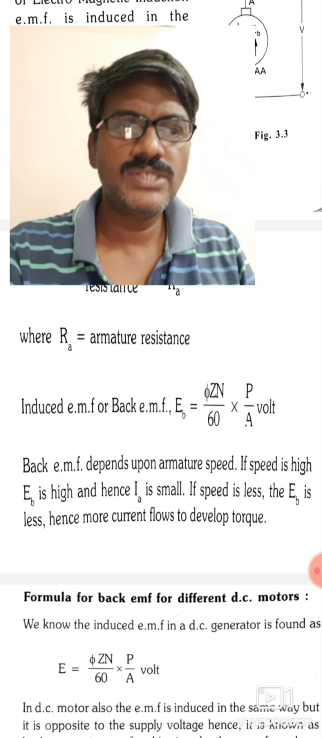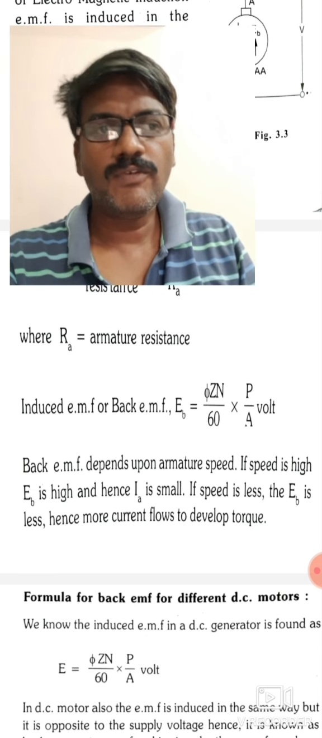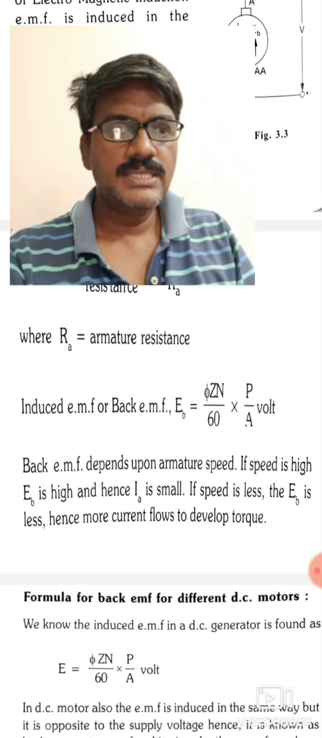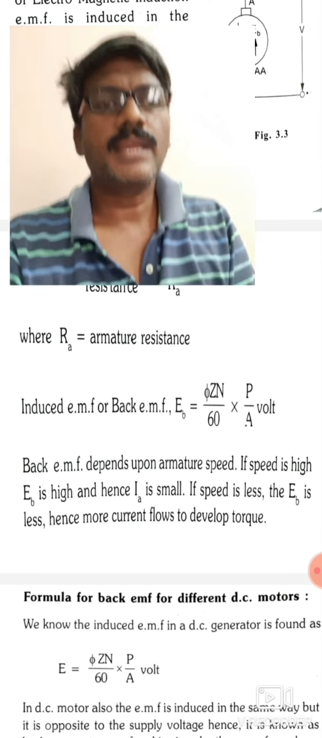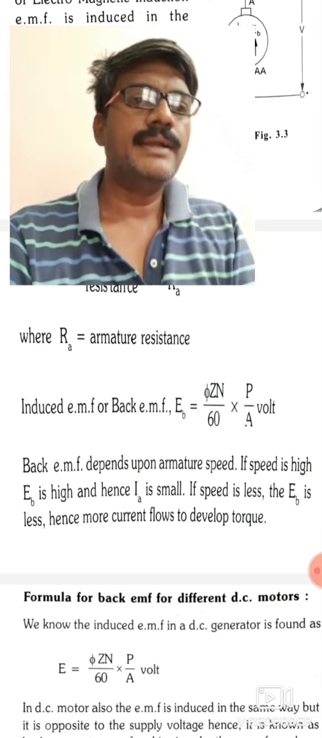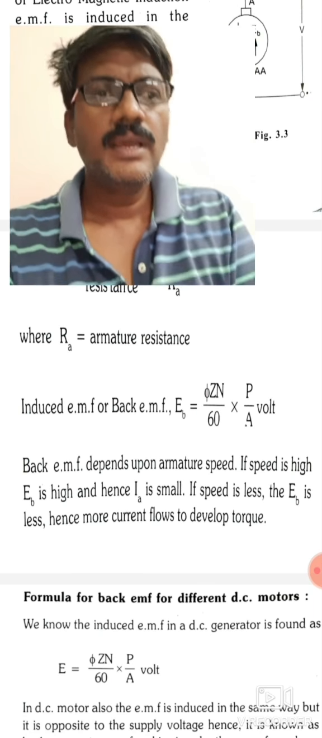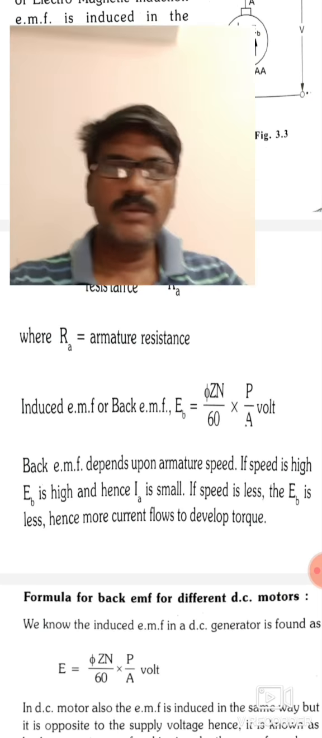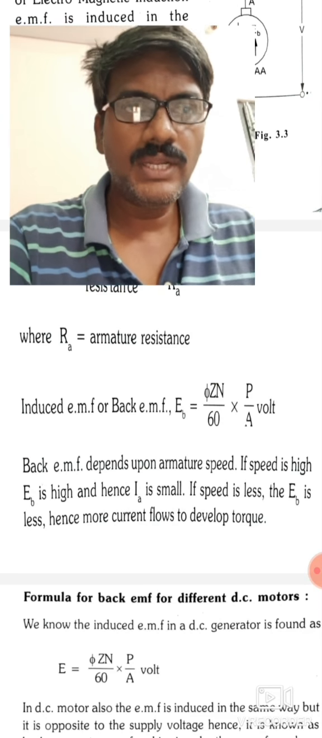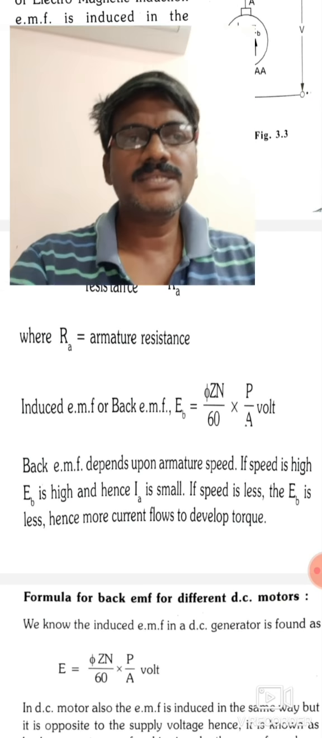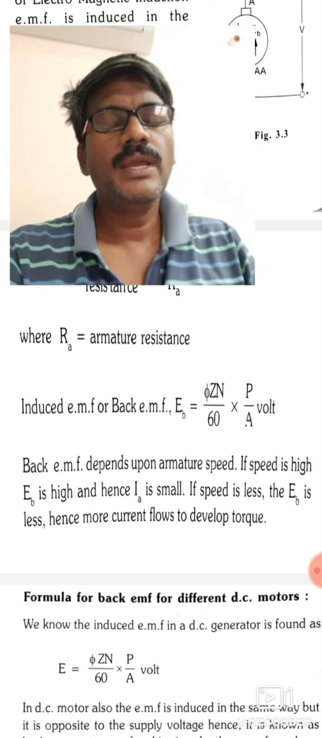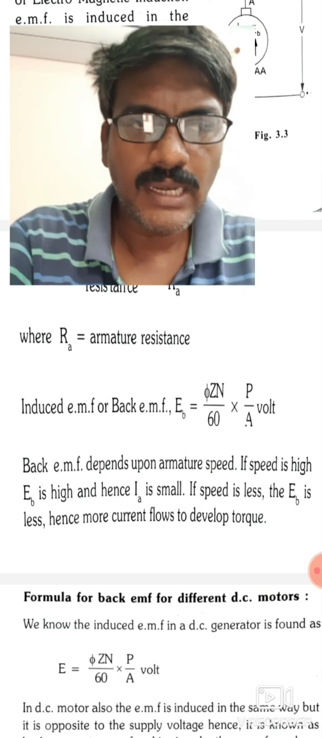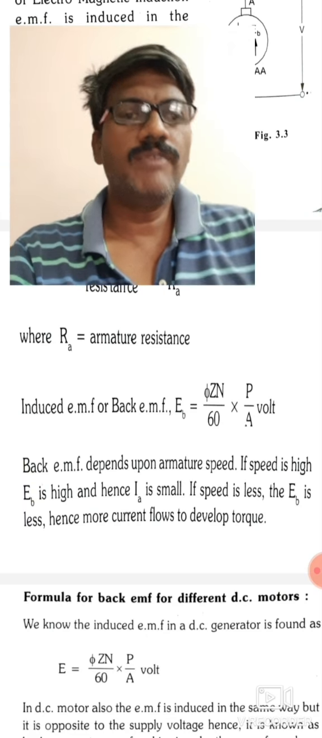E is equal to phi Z N by 60 into P by A, where phi is the main flux, Z is the number of conductors, N is the speed, 60 is a constant, P is the number of poles, and A is the number of parallel paths. A is equal to P for lap winding, and A is equal to 2 for wave winding.